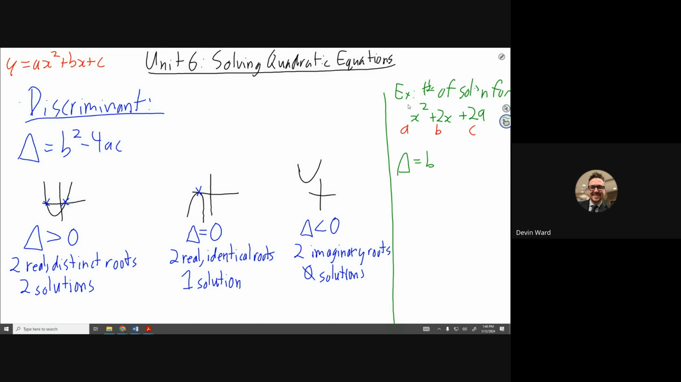My delta equals B squared minus 4AC. So it's going to be 2 squared minus 4 times 1 times 29. So I have 4 minus 116. Yep. So my delta will be equal to negative 112. My delta is less than 0, therefore no solutions. And I have 2 imaginary roots.